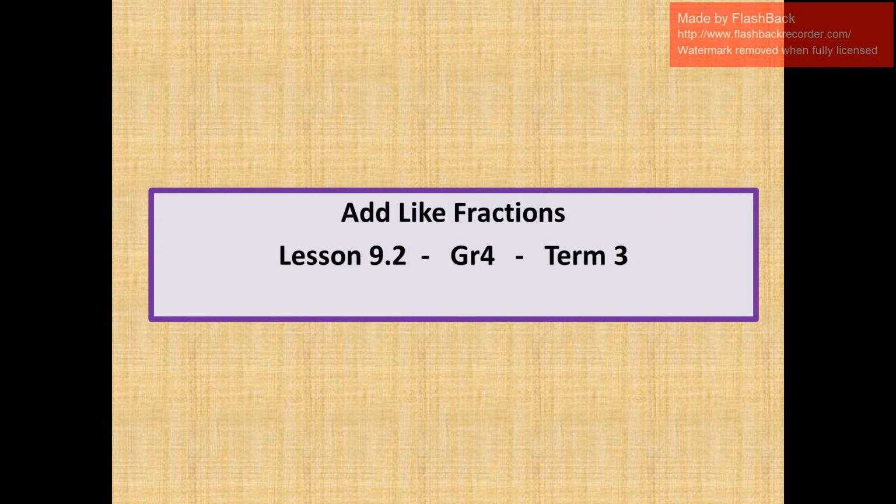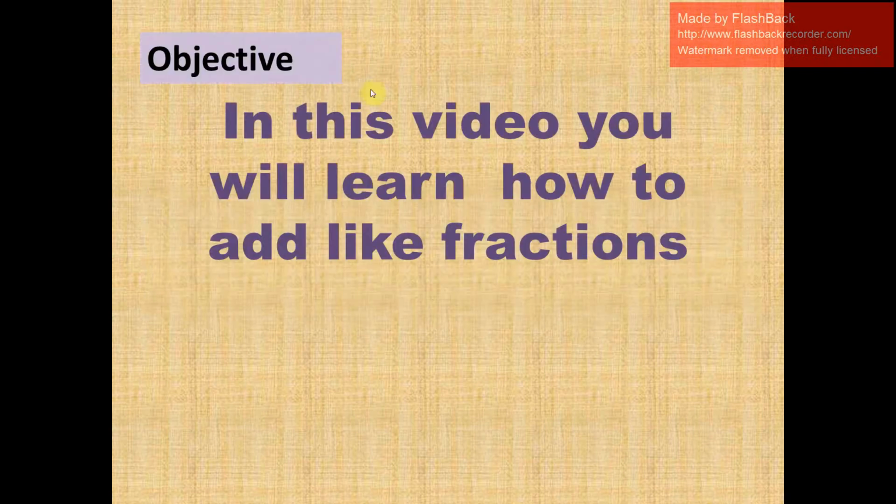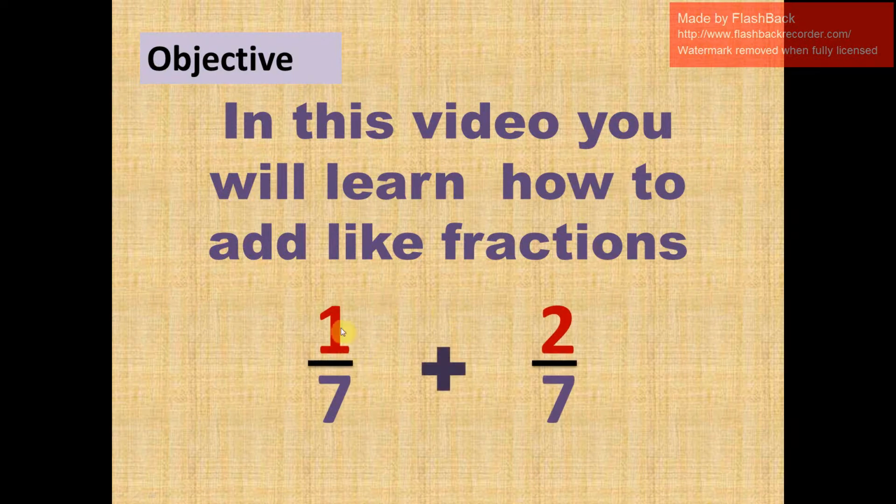I prepared this video to talk about adding like fractions. Lesson 9.2, grade 4, term 3. In this video, you will learn how to add like fractions. 1 over 7 plus 2 over 7 are fractions with the same denominator. This is the meaning of like. The denominators are the same. Here 7 and here 7.